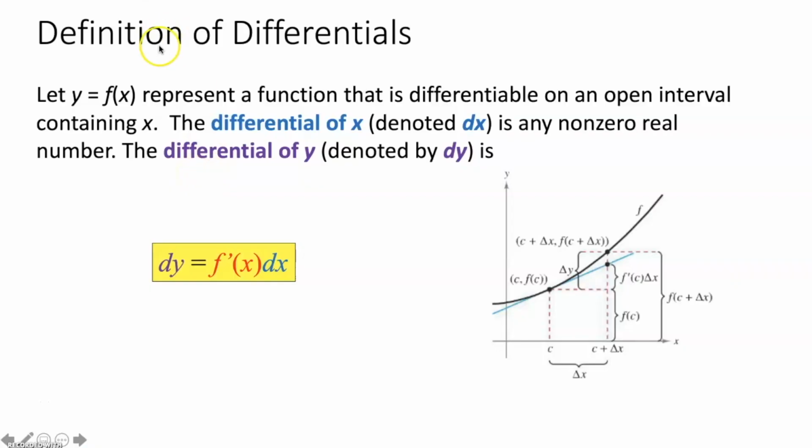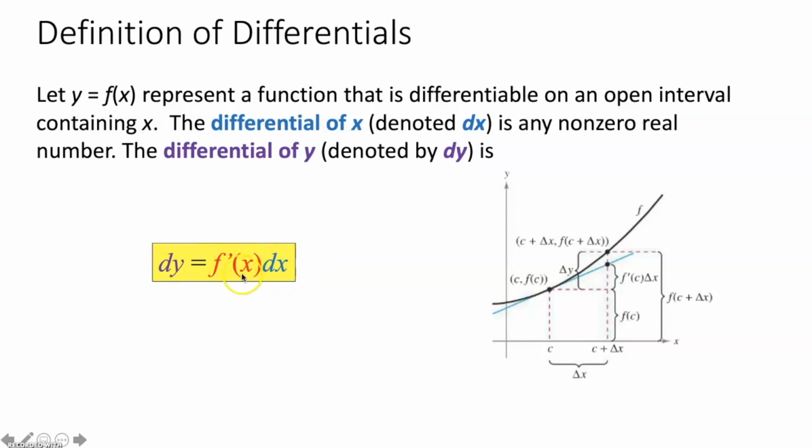First thing you're going to do is review differentials. So we're going to let y equal f of x represent a function that is differentiable on an open interval containing x. The differential of x, denoted dx, is any non-zero real number. The differential of y, denoted dy, is equal to f prime of x dx.